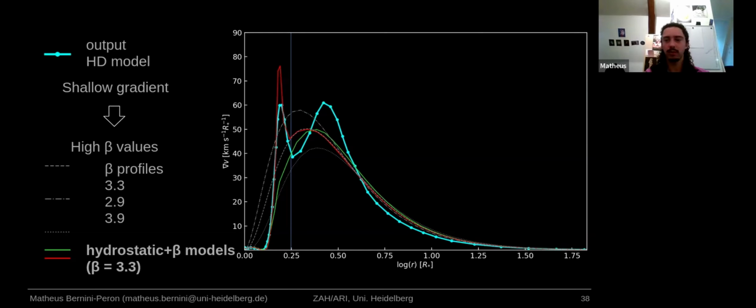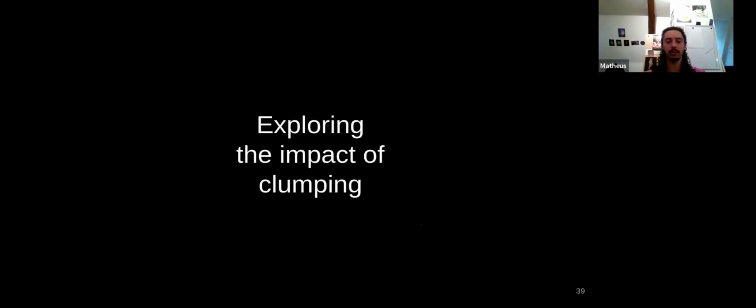So this is about the velocity, and now we can move to another very important aspect, which is clumping, which also touches the mass loss that we infer for the star.